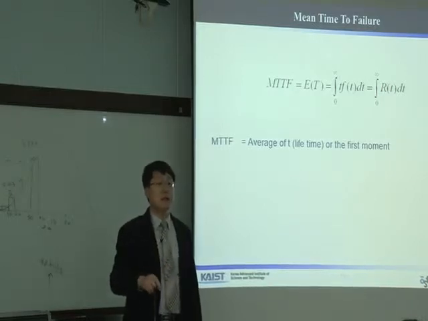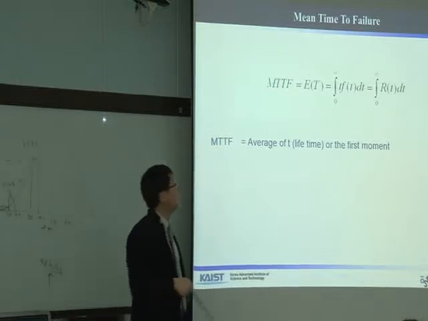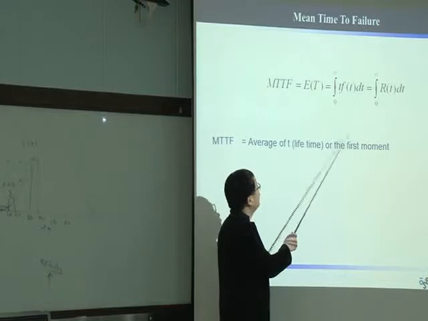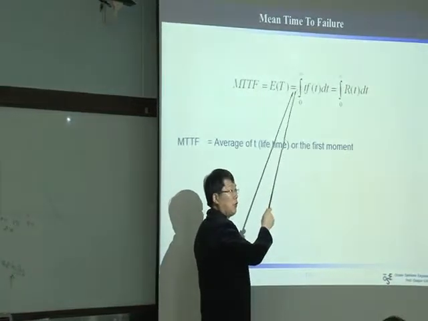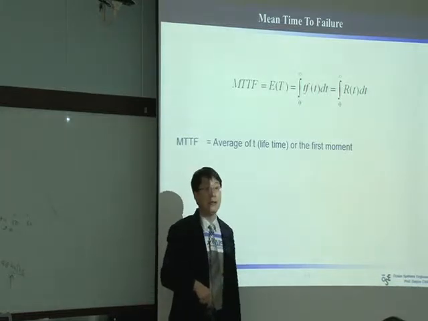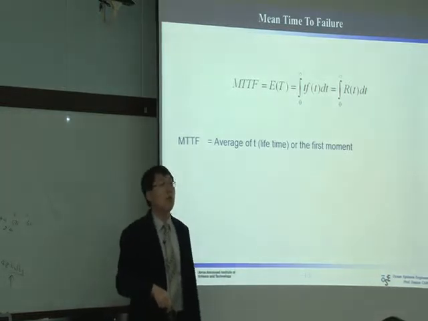In statistics, the average is called the first moment. If we integrate t squared times f(t), we call it the second moment.